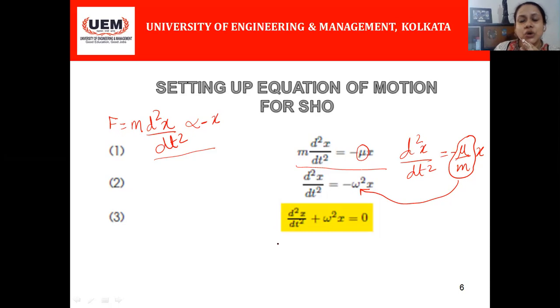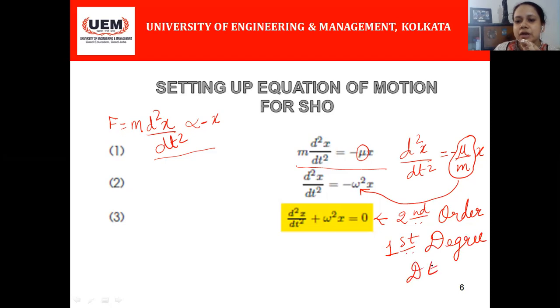In your bridge course, you have already learned about differential equations of various orders and degrees. And so you know this is a second order, first degree differential equation. Second order, why? Because the highest order derivative is 2. And why first degree? Because the power of the highest order derivative d2x dt2 is 1.